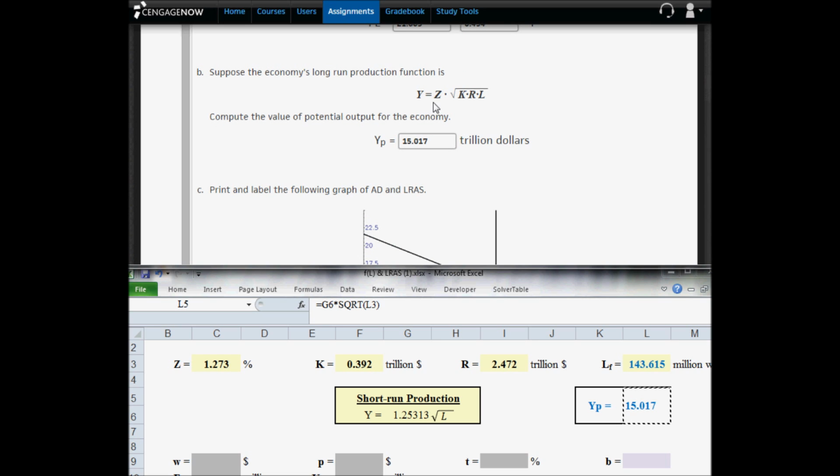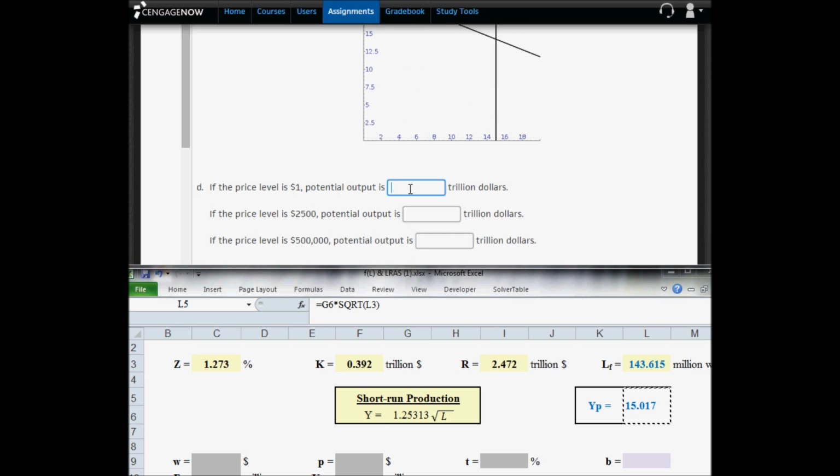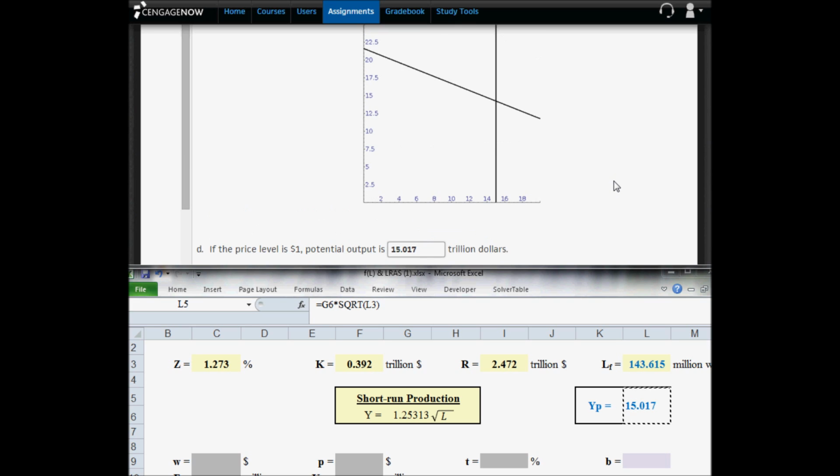Now the reason why it's not upward sloping or downward sloping, it's a vertical line, is because if you look at the production function, you don't see price level anywhere. Now the price level is $1, potential output again is what? $15.017 trillion. If the price level is $2,500, potential output is $15.017 trillion. If the price level is $500,000, potential output is $15.017 trillion.